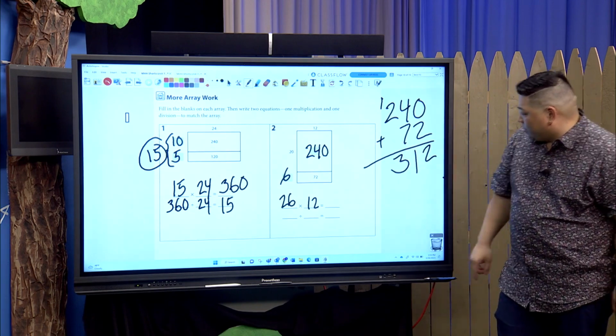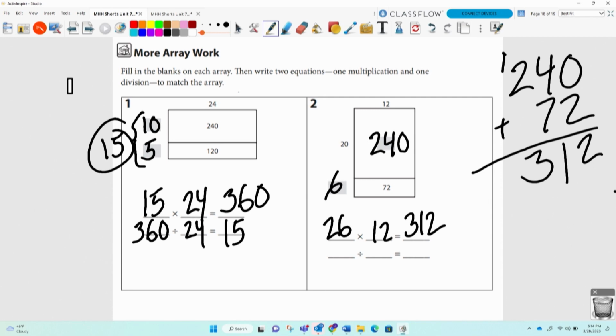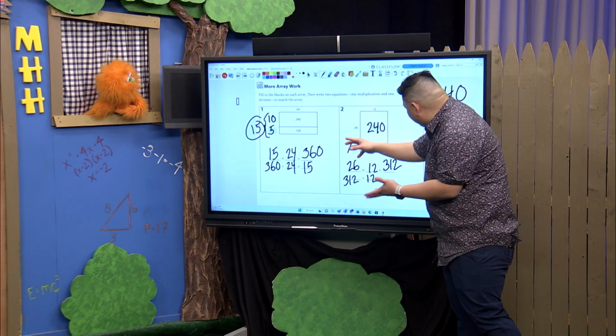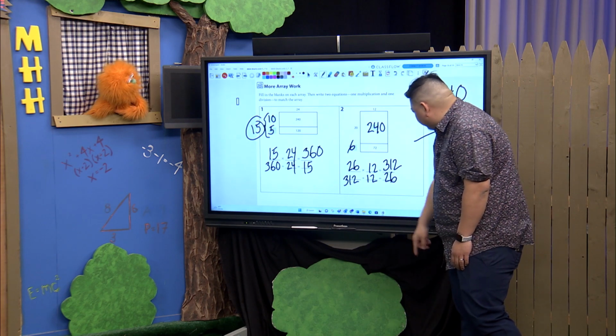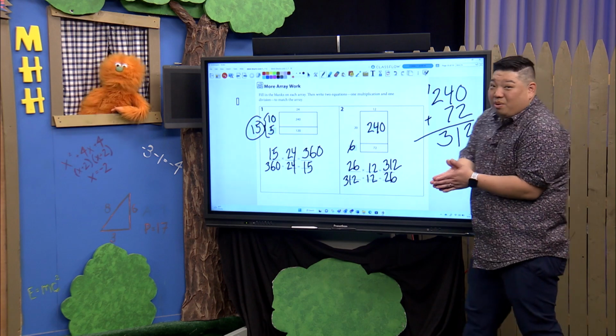312. There you go. I figured it was 300 something. Yeah, that's a good estimate. So 312, and so we could do the same thing here, 312 divided by, pick one side, 26 or 12, and that's going to give you the other dimension. 26. Look at that.